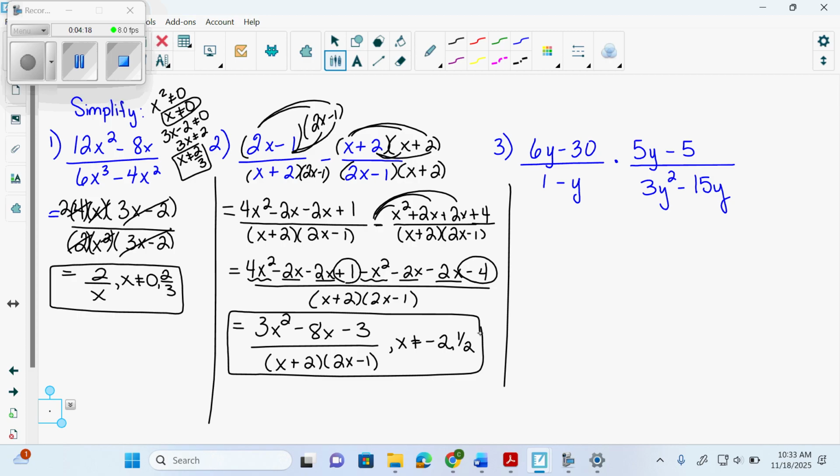Okay. Then 3 is multiplication. Multiplication, we take out GCFs, difference of squares, all the numerators, all the denominators, right? Same 2 rules. Adding, subtracting is common denominator, and solving. The rest is GCF, difference of squares everywhere. So I get 6, y minus 5.